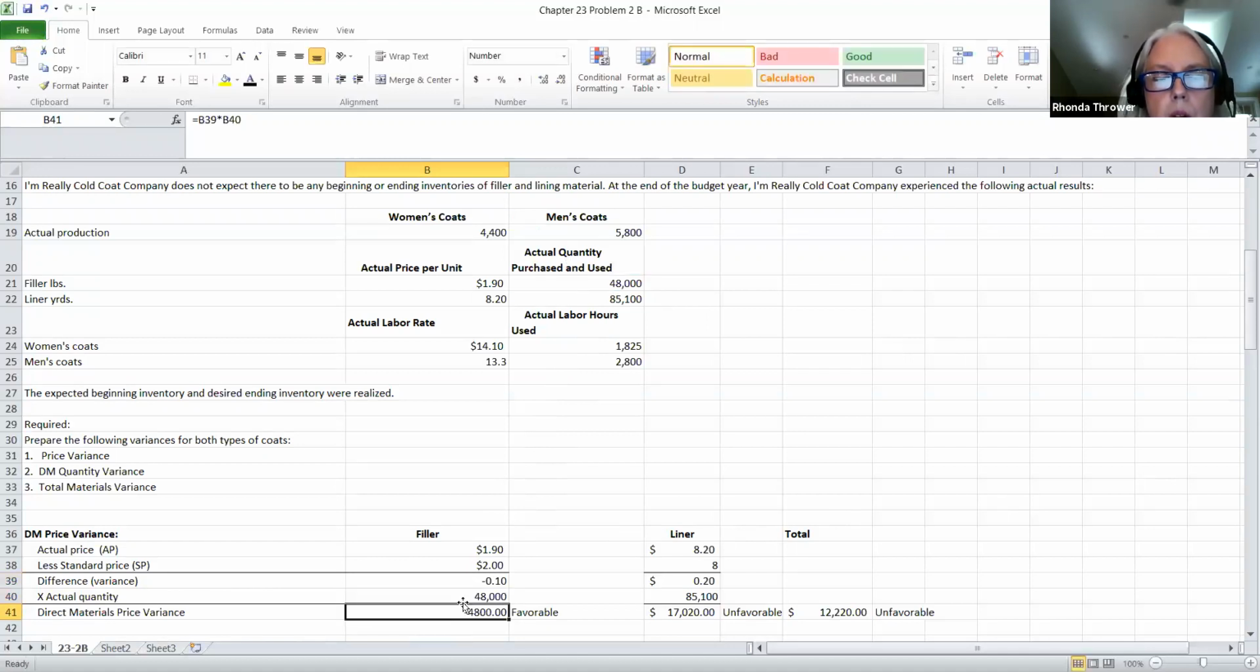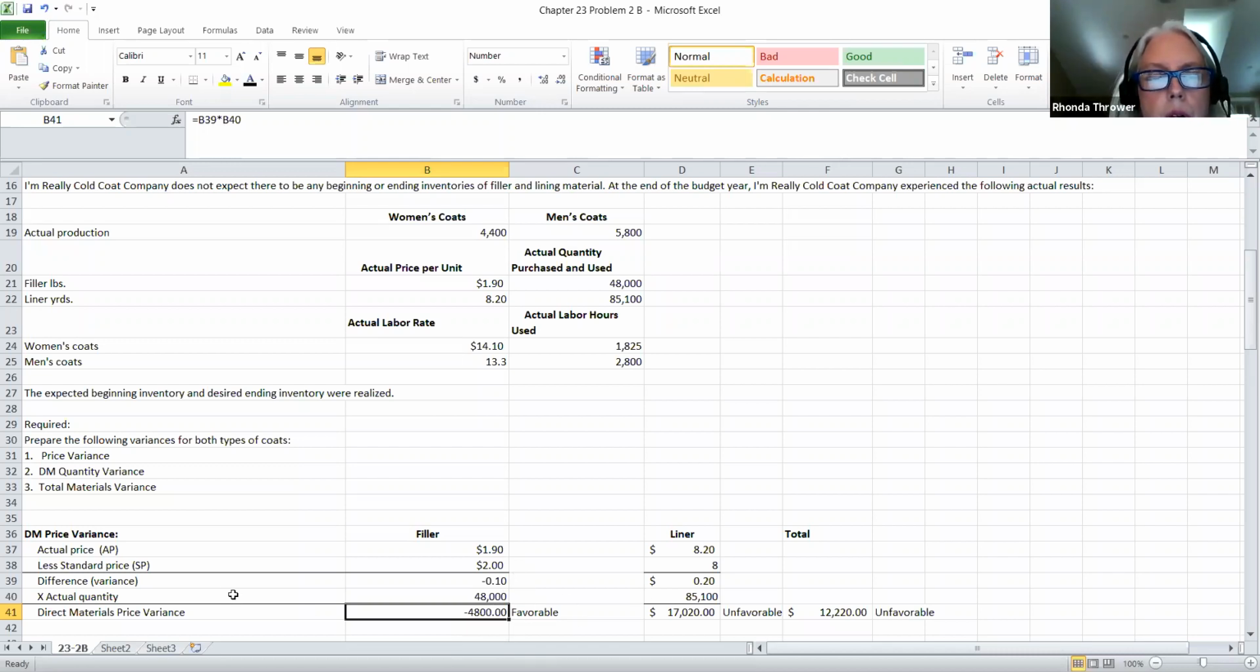Then you simply multiply 48,000 times 10 cents, which will give you a direct materials price variance of $4,800 for the filler. And it is favorable because the actual price was less than the budgeted amount. So this is the amount for the filler.